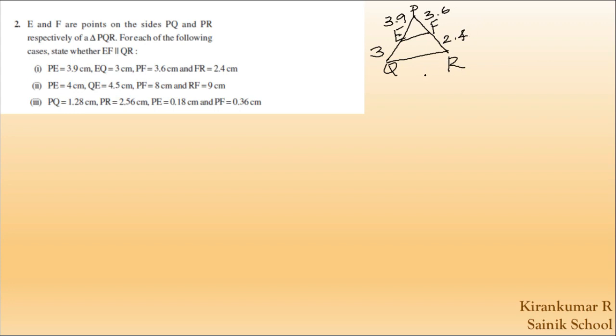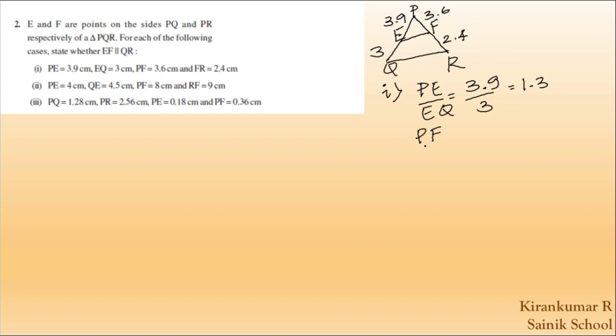We have learned in our previous session that if the ratio of the sides PE by EQ is equal to PF by FR, then we can say that EF is parallel to QR by the converse of Thales' theorem. If I find the ratio now, what is PE upon EQ? PE upon EQ is 3.9 upon 3. We get it as 1.3.